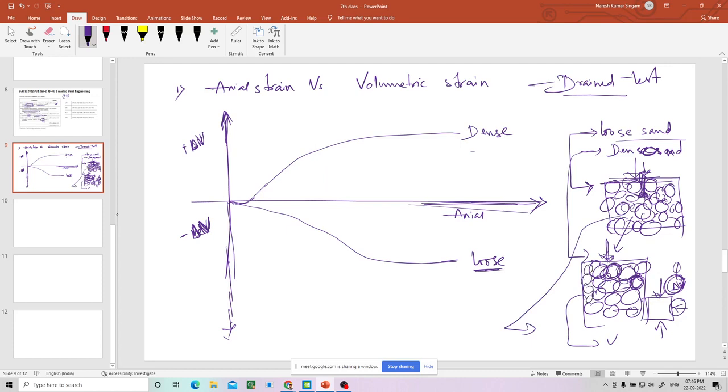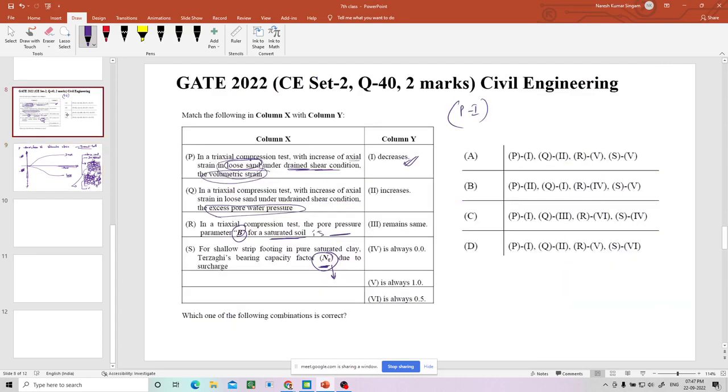Whereas if you take the dense sand, when you apply load, dense sand has only a tendency to increase the volume. When the volume is increased, it will suck the water, because a suction, a vacuum, is created in the voids. Because of that, water will be sucked inside. So that is negative pore water pressure. Only in loose sand will excess pore water pressure increase. So let's see the question.